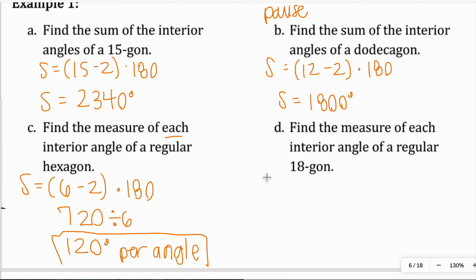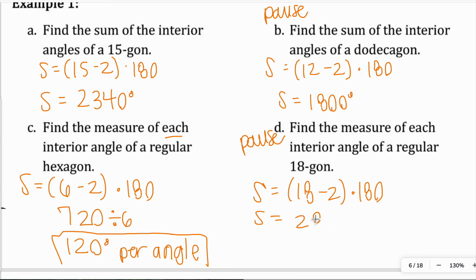Next, we'll see letter D. Can you try this one? Pause it, and when you're ready to check, go ahead and click play. Same thing starting off here, the measure of each interior angle of a regular 18-agon, so 18 minus 2, or 16, times 180, we're going to get the sum is equal to 2,880. Then we're going to divide that by the number of sides, which is also the number of angles, so dividing by 18 angles, and we're going to get 160 degrees per angle.